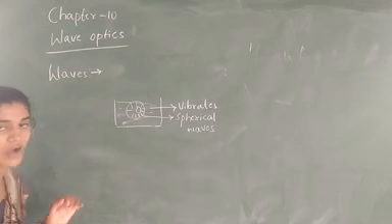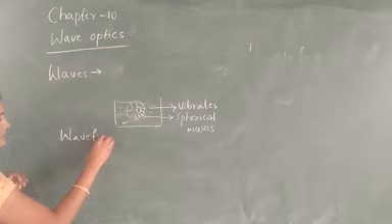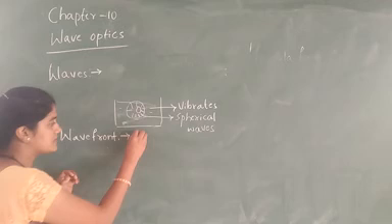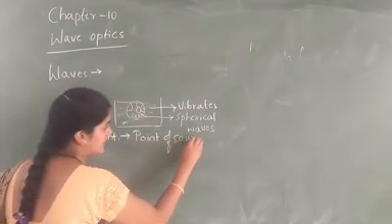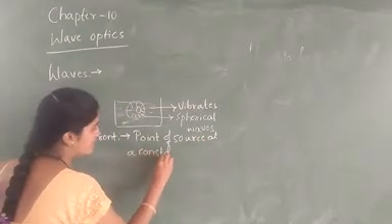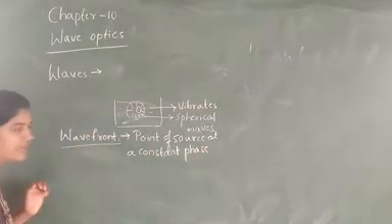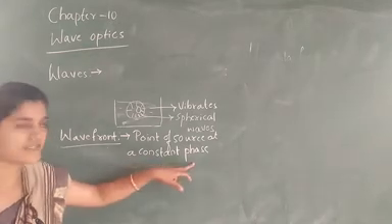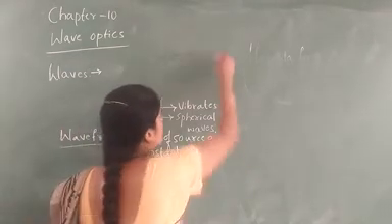By using this, we have to define the wavefront. Wavefront means what? It is a point of the source at a constant phase, then we can call it a wavefront. This wavefront is divided into three types.